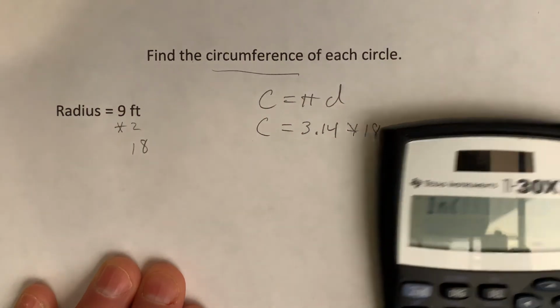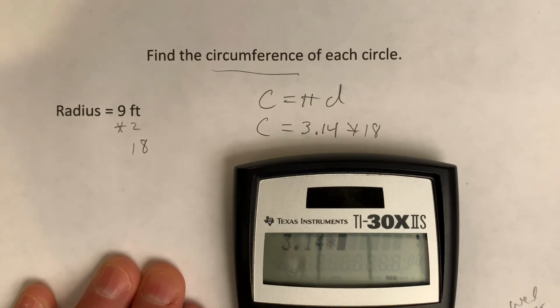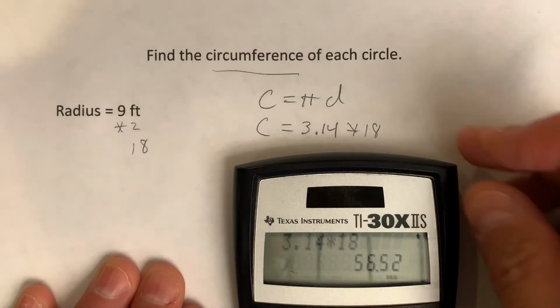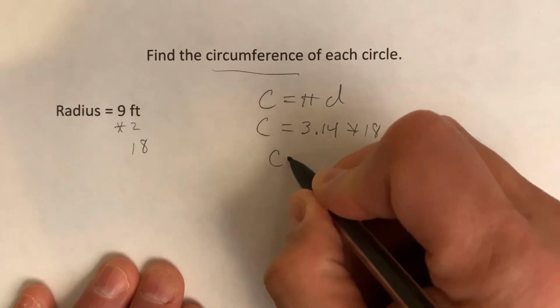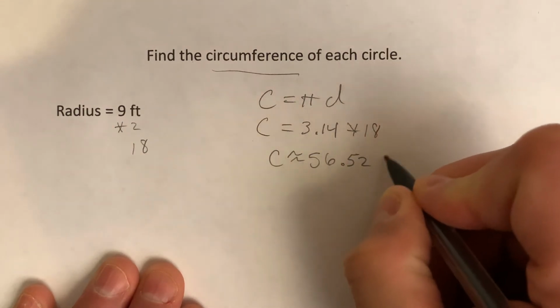Let's throw our calculator in there, somewhere around here. Again, not easy to see, but I'll do my best to try to include it. 3.14 times, again, not the pi key. We're using 3.14 times 18. It's going to be a little bit higher if you use the pi key. 56.52. So it's about 56.52 feet.